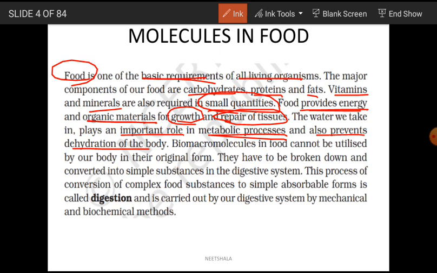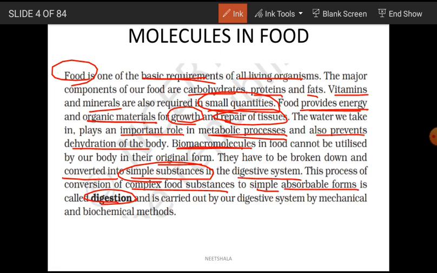But these biomacromolecules, which are also known as the macronutrients, cannot be utilized by your body in their original form. That is, carbohydrates cannot be taken up by the cell as carbohydrate. Similarly, proteins cannot be taken by your cells as protein. So that means they have to be broken down and converted into simple substances in the digestive system. The process of the conversion of these complex food substances into simple absorbable forms is called digestion. So what is digestion? Digestion is the process of conversion of complex food substances to simple absorbable forms.